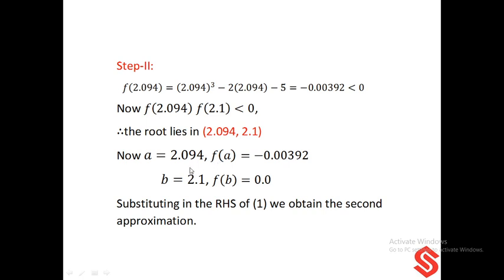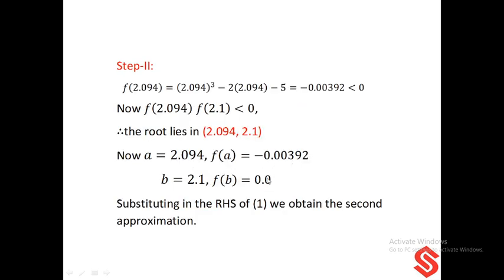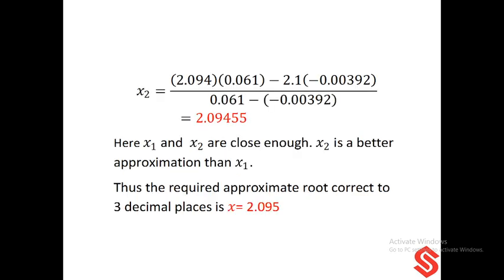And now a is 2.094, b is 2.1, and we know the values of f of a and f of b. F of b is 0.061. So substituting these values in the RHS of 1, that is the formula, we get the second approximation, x2 is equal to 2.09455.